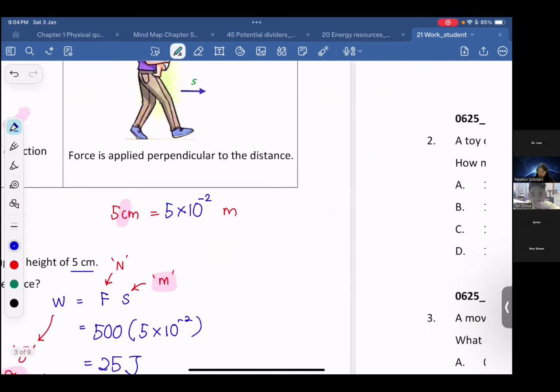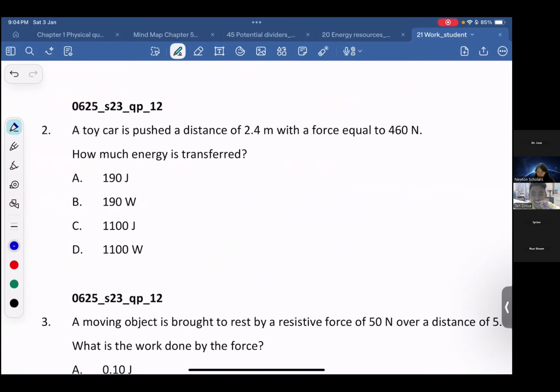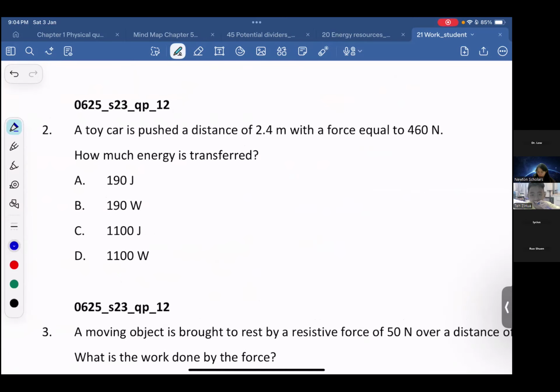Okay, let's go. A toy car is pushed a distance 2.4 meters. So this is the distance. With a force equals to 460 Newton, how much energy is transferred? How much energy is transferred? So what is your answer?